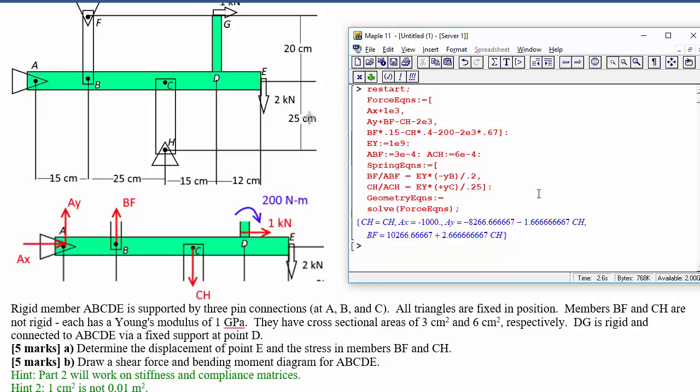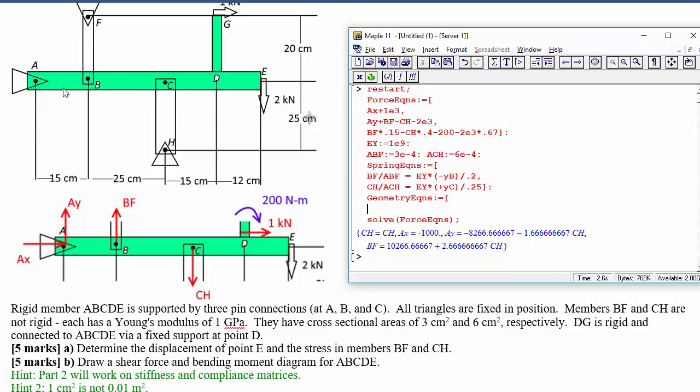So the geometry equations represent relationships between the y coordinates of all the points. And because this is all in a line, we can say that YB divided by 0.15 is equal to YC divided by 0.4. So this is representing the fact that A is fixed. And so the amount that B moves up divided by its length is, from similar triangles, equal to the amount that C moves up divided by its length.